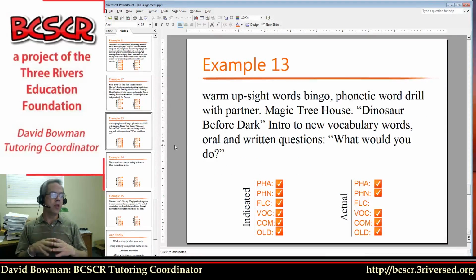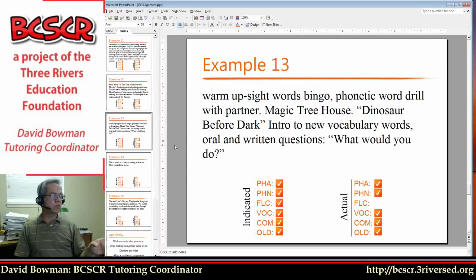Example 13: warm up sight word bingo, phonetic word drill with partner, Magic Treehouse, Dinosaur Before Dark, intro to new vocabulary words, oral and written questions. What would you do? So the tutor indicates all 6 components.